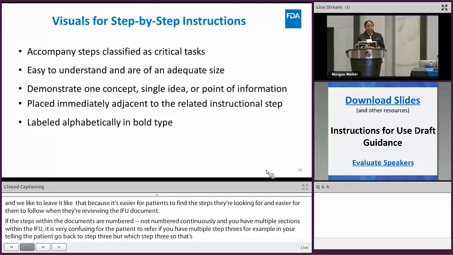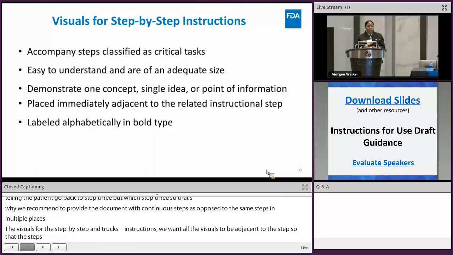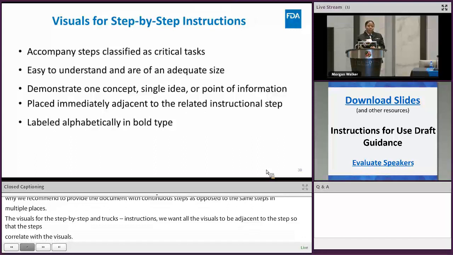The visuals for the step-by-step instructions, the key takeaway from this slide is that we want all the visuals to be adjacent to the steps so that the steps correlate with the visuals correlate with the steps. And the visuals for the step-by-step instructions should be labeled alphabetically, such as figure A, figure B, or figure C. And that figure heading should be bolded so that patients can easily find the figure that correlates to the step that they're trying to take.